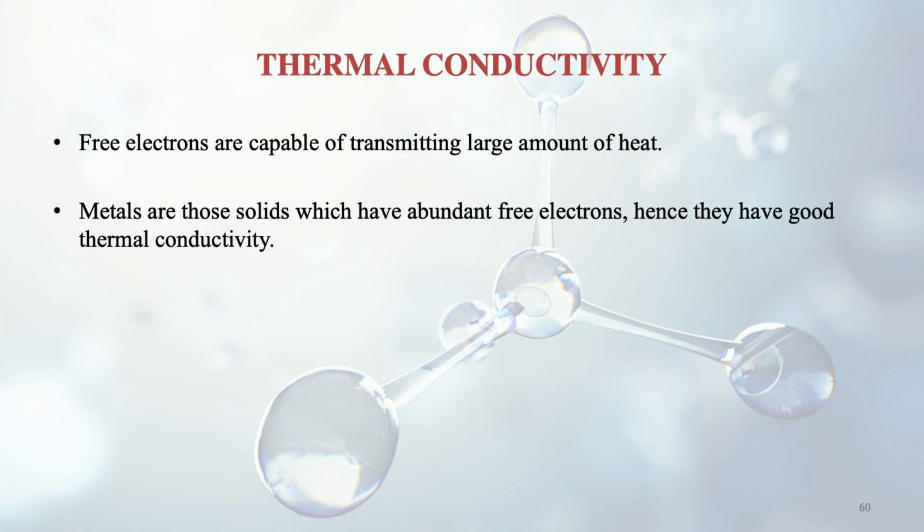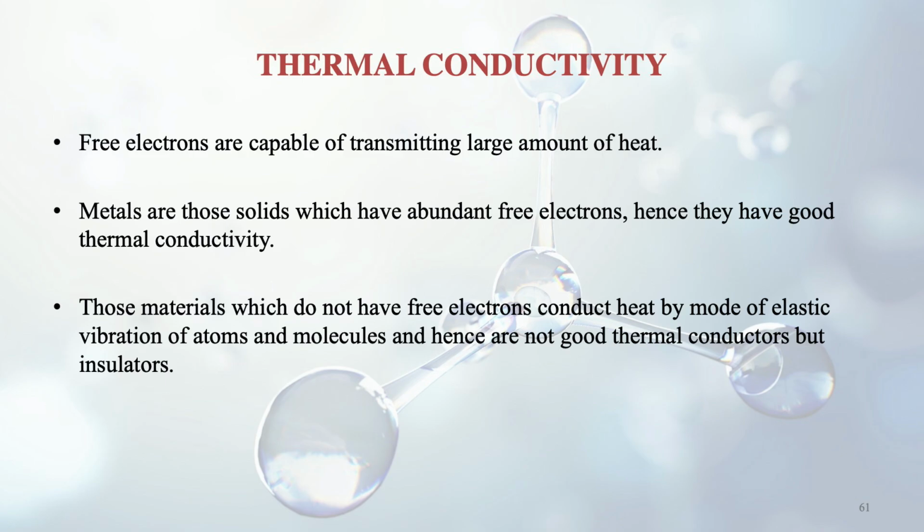Metals, what are metals actually? These are those solids which have abundant free electrons, hence they have good thermal conductivity. So in case of metals, we have a large number of free electrons, which is directly proportional to our thermal conductivity. There are certain materials which do not have free electrons, and they conduct heat by the mode of elastic vibration of atoms, the first one which we discussed earlier. So with elastic vibration of atoms and molecules, they are not good thermal conductors, but insulators, meaning the thermal conductivity is low.